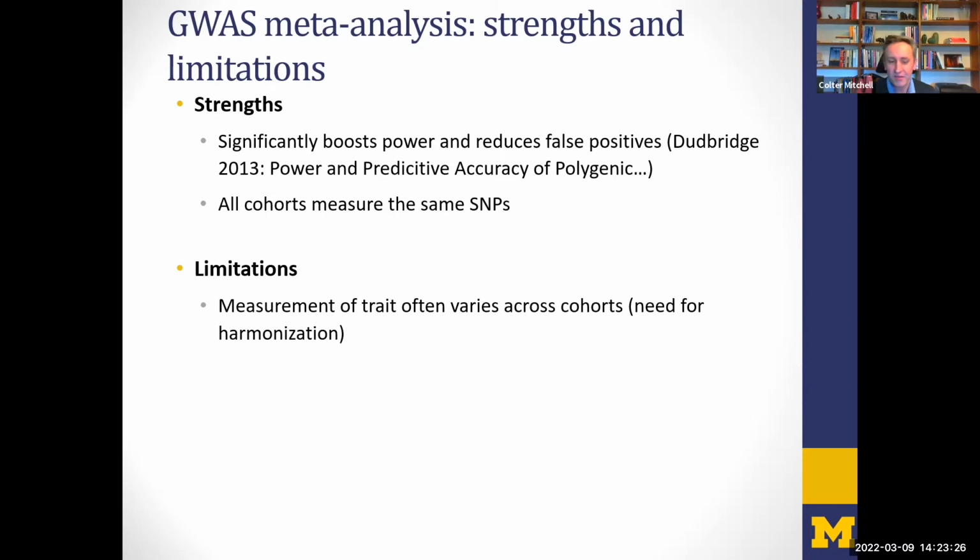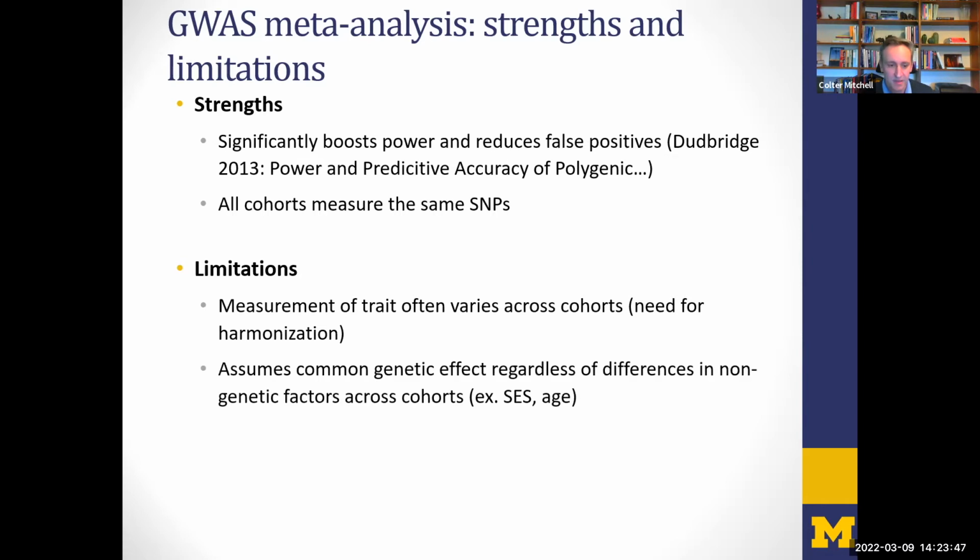The measurement of all of the traits, so that outcome, varies by cohort. Imagine just trying to combine all the US studies or all the South Asian studies, and how slight differences in language or slight differences in the exact measure that they use all could change the interpretation of what it means to be depressed, for example.